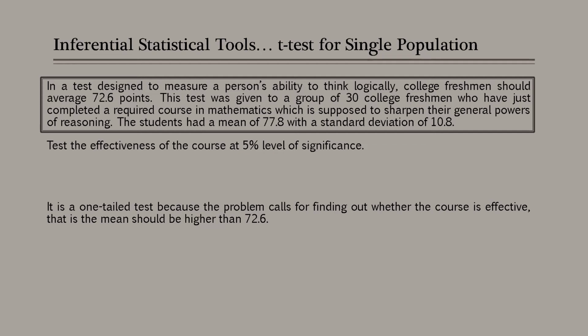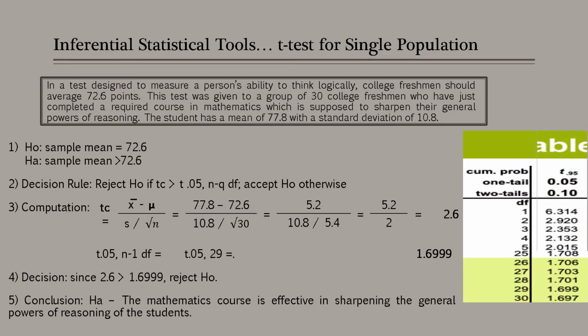This example is considered a one-tailed test because the problem calls for finding out whether the course is effective and that the mean should be higher than 72.6. Based on the data given by the problem, the null hypothesis would state that the sample mean is equal to 72.6, and the alternative hypothesis would be that the sample mean is greater than 72.6. The decision rule would be to reject the null hypothesis if the computed t-value is greater than the critical value of t based on the parameters, which can be found on the t-test table.